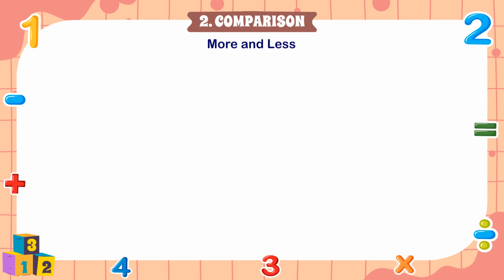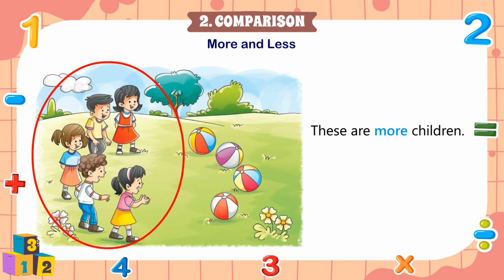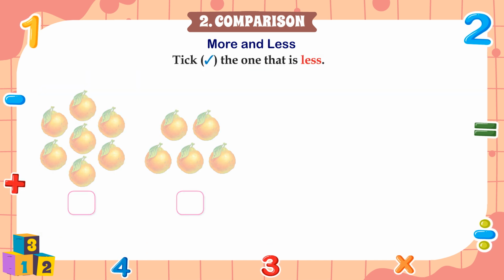More and less. These are more children. These are less balls. Now let's take the one that is less. The oranges on the right are less in number. So we need to tick this box.